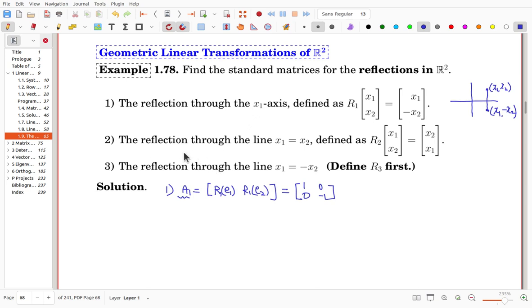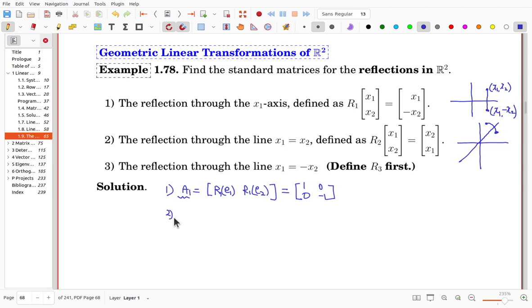How about this one? The reflection through the line x1 equals x2. In this case we are changing (x1, x2) like that, and you can easily figure it out. For example, here, if we choose a point, it is reflected to the other side. You can see easily, geometrically, that if this is (x1, x2), then that is (x2, x1), right? You can get it quite easily.